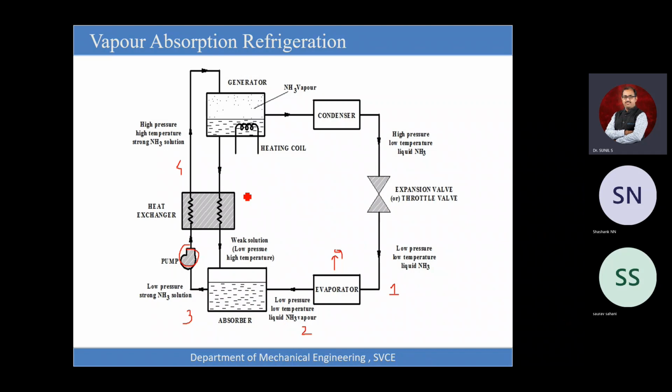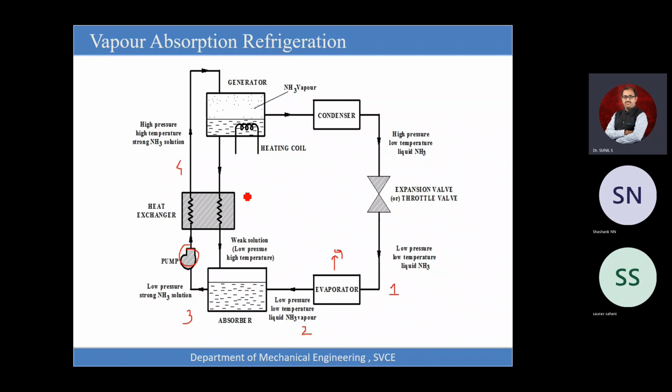In the second line, it is coming downwards. Yes or no? In the first line, it is going upward. So what happens? Whatever pump is there, we have a heat exchanger and then a pump over here. The pump will take this rich solution of liquid ammonia through a heat exchanger and supply it to the generator.